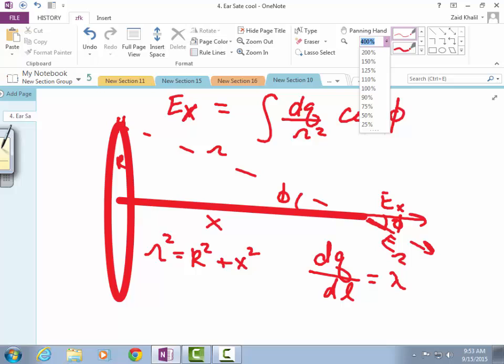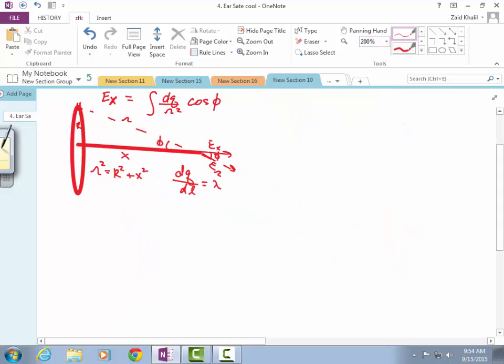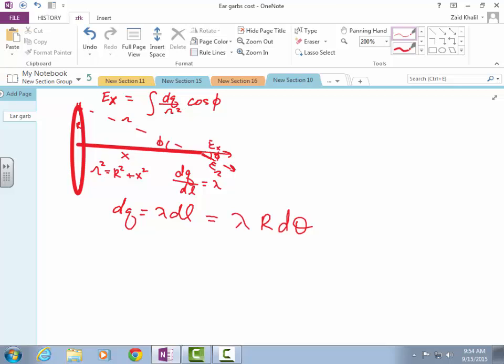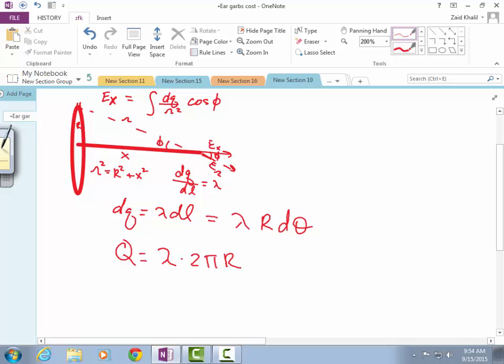So I'll zoom in a little bit. Okay? And so therefore dq equals lambda dl. And dl is what? The infinitesimal length along the circumference. So dl is simply r d theta. And you integrate it over all theta, which means theta goes from where to where? 0 to 2 pi, and what you end up with is that the total charge, Q, is lambda times 2 pi r. This makes sense.